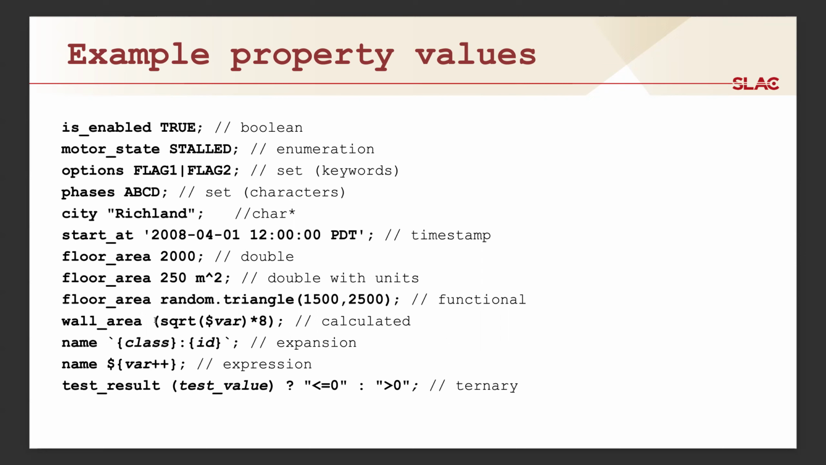Another way of setting a value is to have a calculation based on another value. In this case, the wall area is set to the square root of some variable, which was presumably set elsewhere in the object, times 8. So it's just taking the floor area, taking the square root of that particular value and multiplying it by 8. Presumably that value might be related to the square root of the wall area. So this is just an example of a math calculation. Notice that they're done in parentheses.